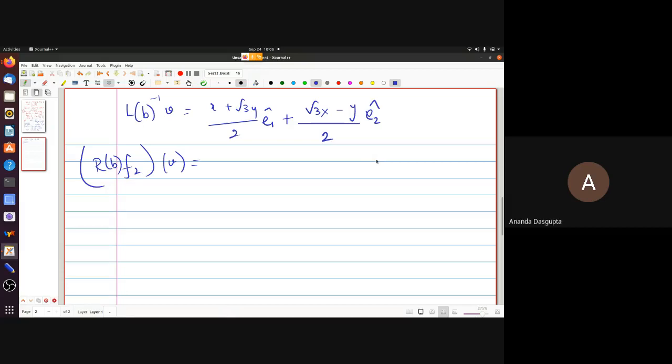What is this supposed to do? It's supposed to apply F2 on LB inverse U on this vector. And of course, what does F2 do? Take the second component and square that. So what you are going to get is 3/4 F1 plus 1/4 F2 minus root 3 by 2 F3 acting on V. So that is RB F2.